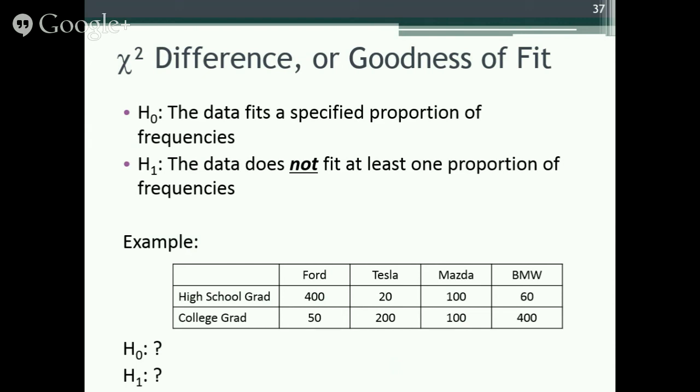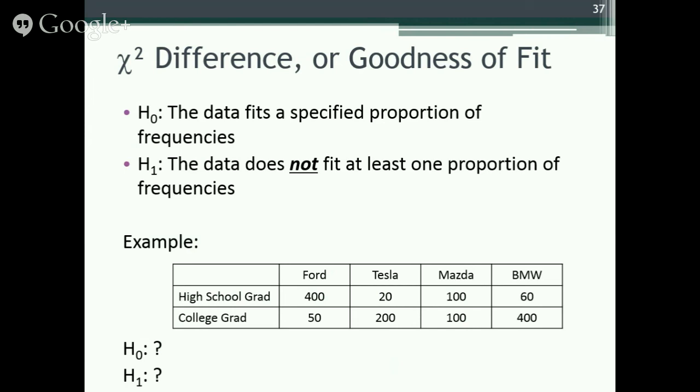Okay, so you see here a cross-tabulation table I have of education level versus car purchases, right? And you see the frequency counts. That's our expected frequency counts. So what would our hypotheses be? What would our null be? Okay? What would the null hypothesis be?